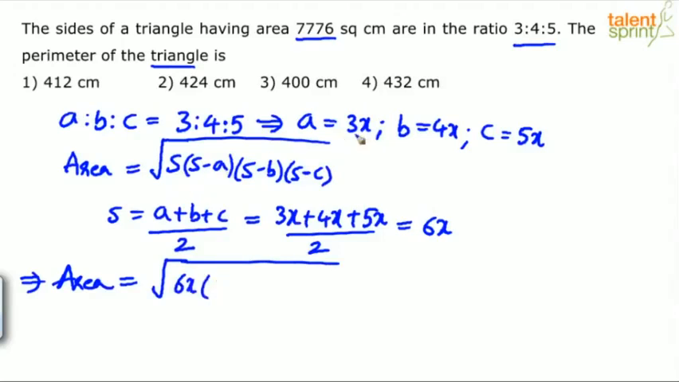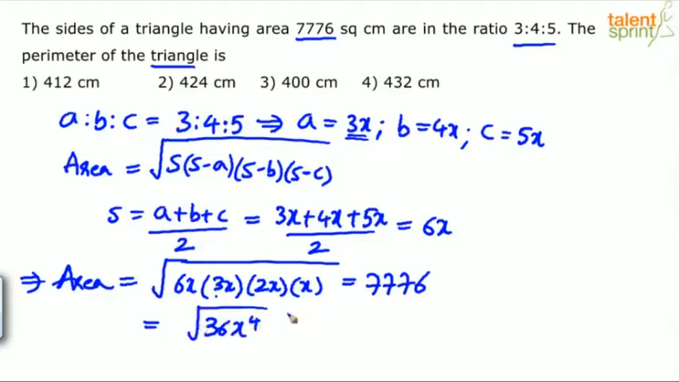6x minus A, see, 6x minus 3x is 3x. 6x minus B, 6x minus 4x is 2x. And 6x minus 5x is x, equals the given value, 7776. Simplify for x from this and then find out the perimeter. So if you see 6 into 3, 18, 18 into 2, 36. So we get root over 36 into x to the power 4 is 7776, which implies 6x squared equals 7776.